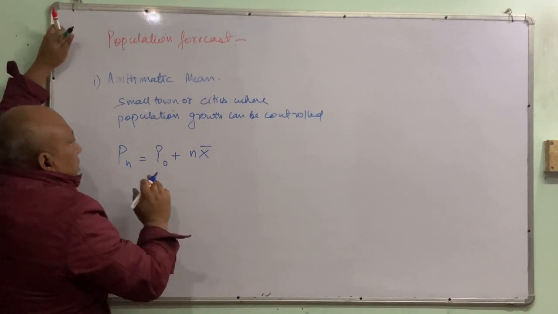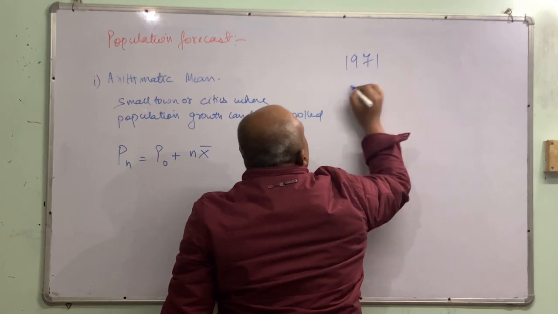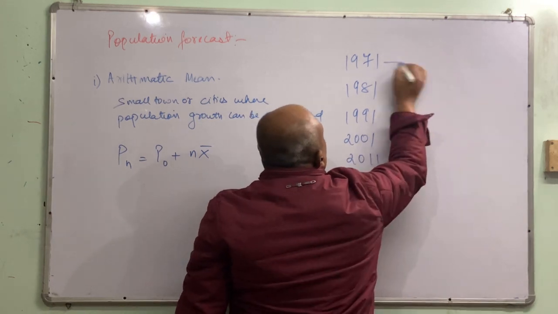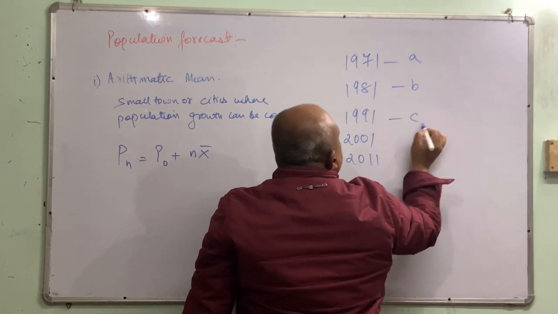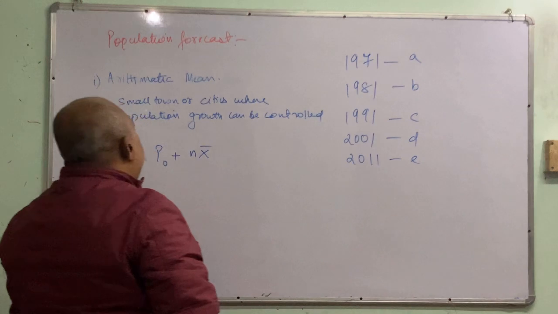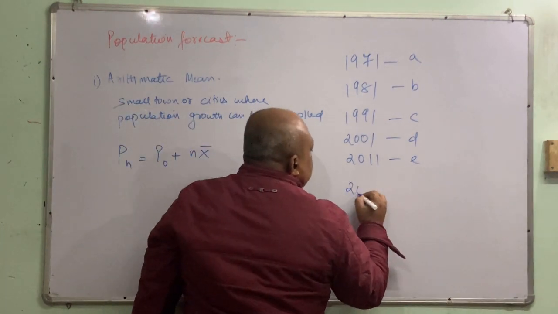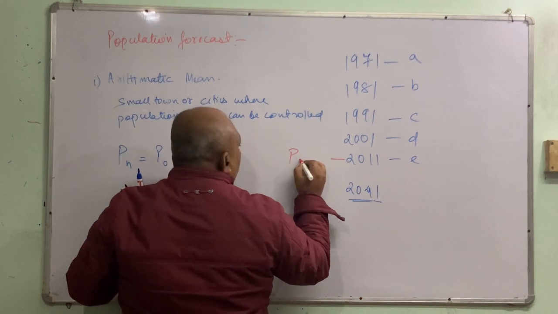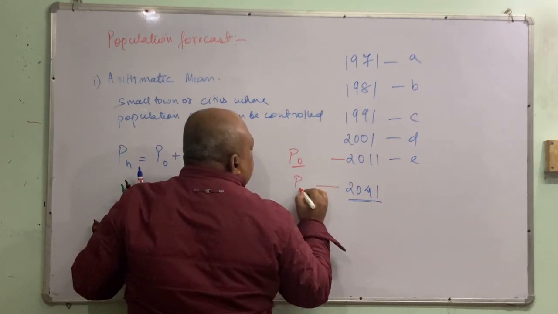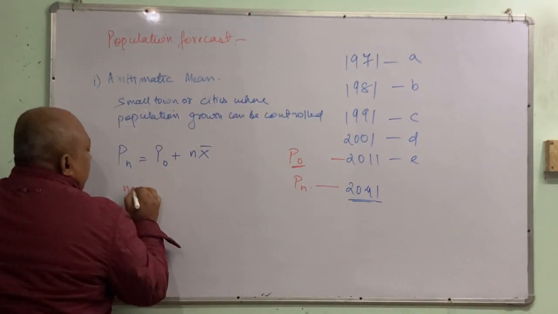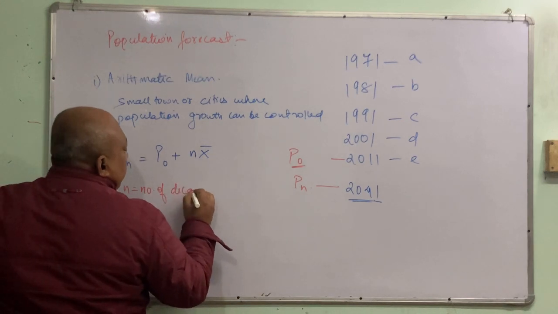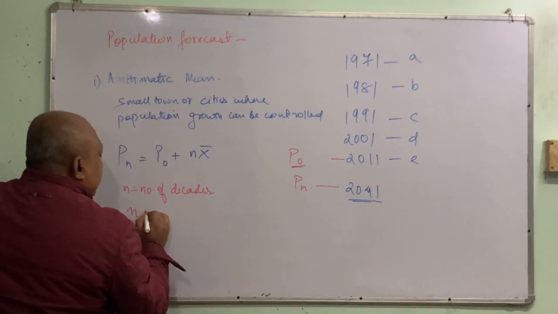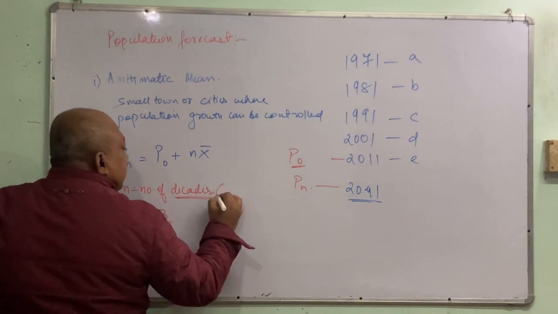I'll give you another example here. In 1971, 1981, 1991, 2001, 2011, you've got populations of, say, A, B, C, D, E. So Pn means you want to predict it for 2041. And the latest population is called P naught. And here n is the number of decades. So after 2011, it's going to be after 30 years. So here n is equal to 3, not 30. It is in decades. Decades means 10 years.